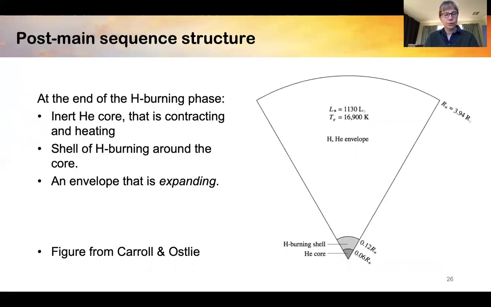Now, we've had a star that's gone through cold core hydrogen fusion and might have done any of those reactions I mentioned before. At the end of the hydrogen burning phase, it ends up with a structure that looks like my diagram on the right-hand side. It has an inert helium core that is contracting and heating. It has a shell of hydrogen burning around that core, and it has an envelope that is expanding. I've put some typical radii and also some luminosities and temperatures as we might find in a detailed stellar model.